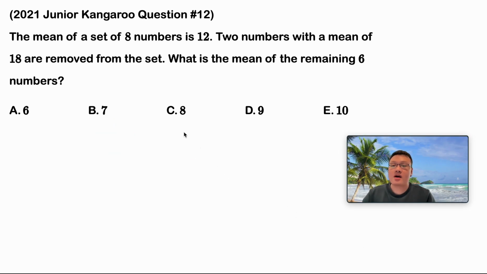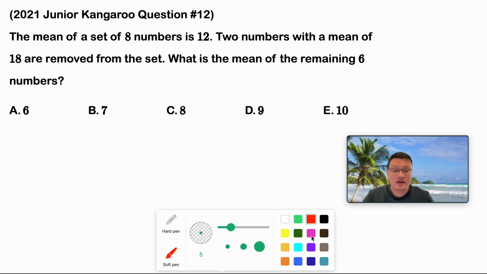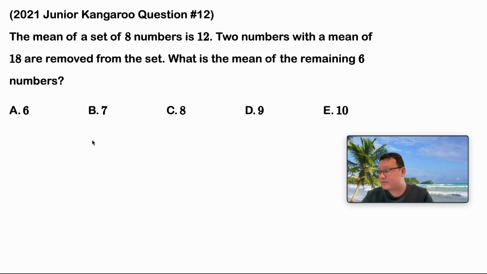Next question, the mean of a set of 8 numbers is 12. Two numbers with a mean of 18. If you remove those 2 numbers from the set, what is the mean of the remaining 6 numbers? To solve this question, we have to use the mean and the number of numbers to get the total, the sum. That equals 8 times 12, right? That will be the sum of all the numbers.